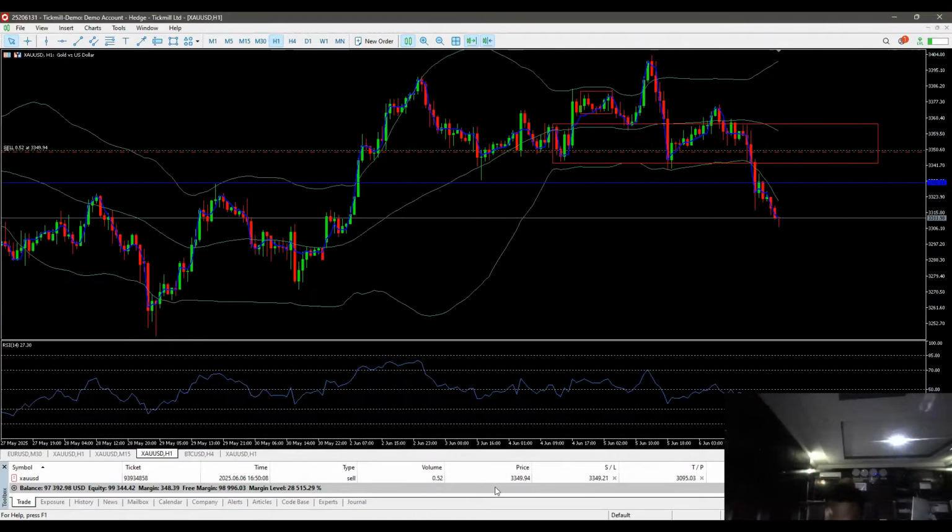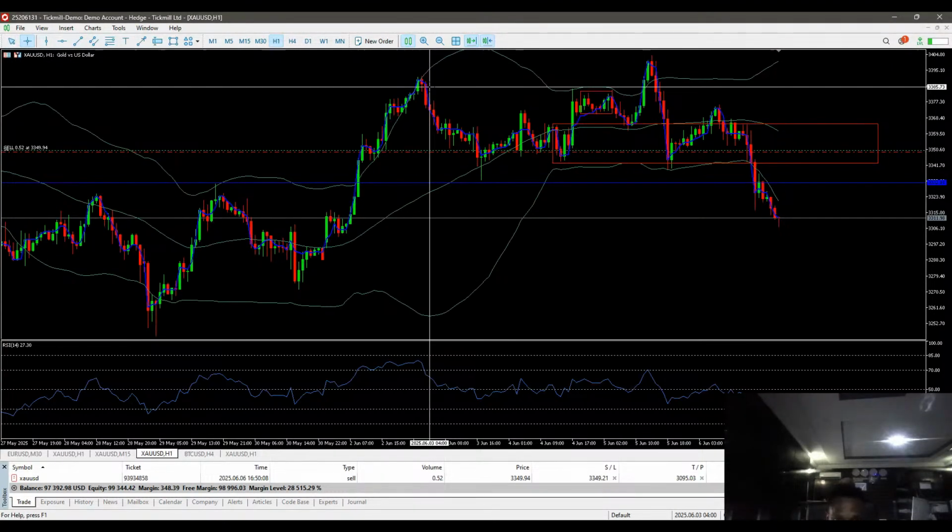Like this trade here now, I entered at 3349.94. So if I'm to break even now, I'll put my stop loss at 3349. That means I break even. So if price goes against me, I won't lose any money and I will not make a profit. That's break even. So it's very, very important to break even on your entries. Okay. Now this is another time to take a sell trade.